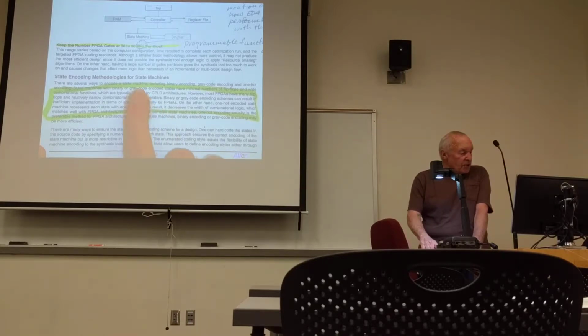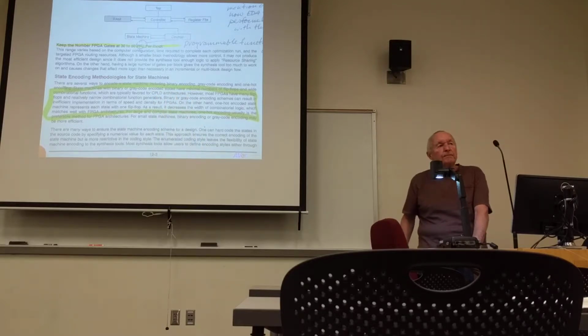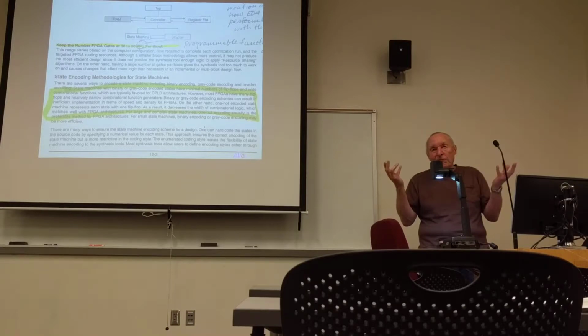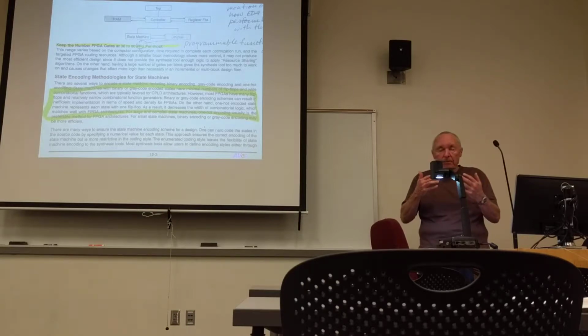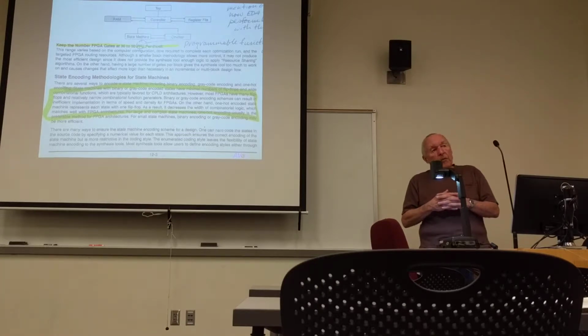It's interesting here, it says states with binary or gray coded states have a minimal number of flip-flops and wide combinatorial functions. If I have a finite state machine with 7 states, it's going to require 3 flip-flops if it's fully encoded. I'm using binary encoding or gray code. If I go to one-hot encoding, it will require 7 registers.